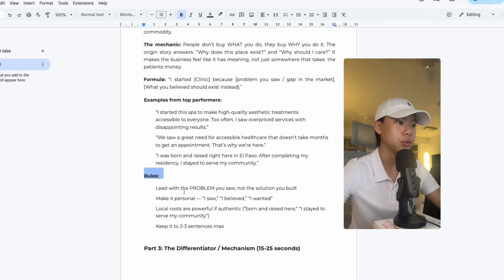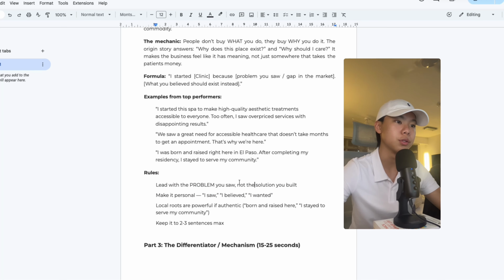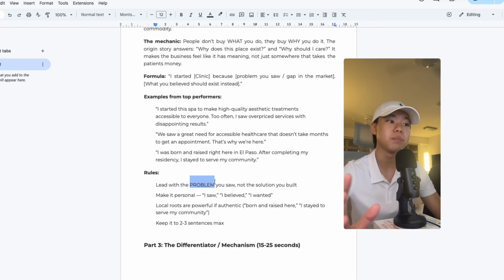Some rules for part 2: lead with the problem that you saw, not the solution you built. Lead with the problem that you saw in the market and a problem that people are facing, not the solution that you have built for it, because that makes people feel seen. And make it personal. I saw, I believed, I wanted, use those kinds of languages.